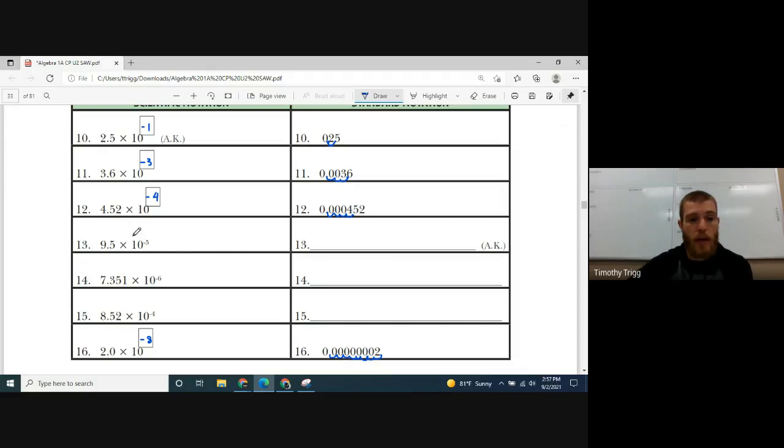Now let's see if we can write these scientific notation numbers in standard form. So here, this one's 9.5 times 10 to the -5. 9.5 times 10 to the -5 means we're going to move the decimal 5 places. 1, 2, 3, 4, 5. Go ahead and put the decimal there. And then any spot that is empty, those get zeros. So it's 0.000095.